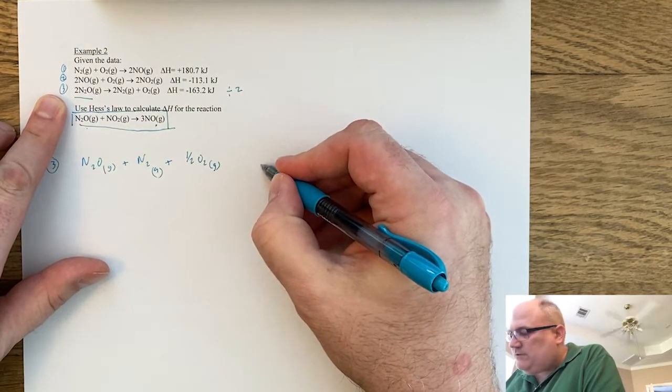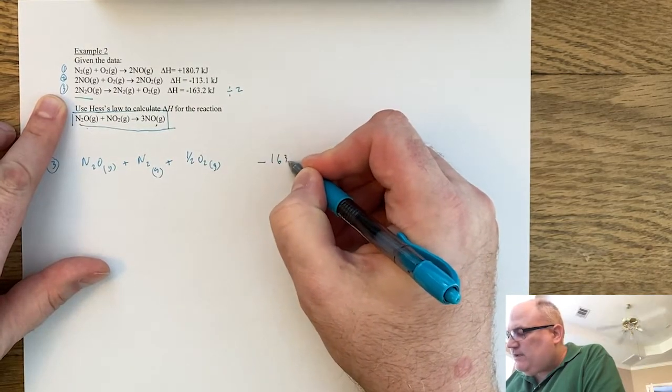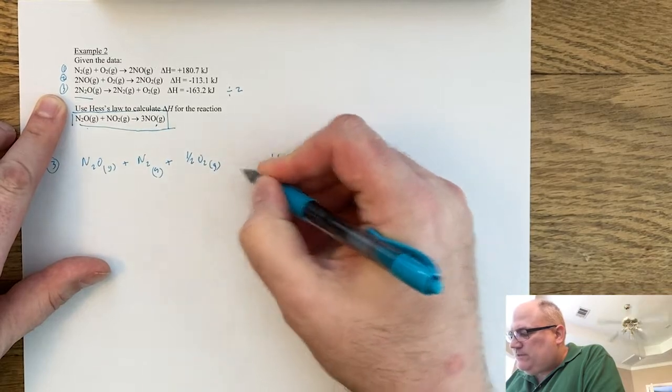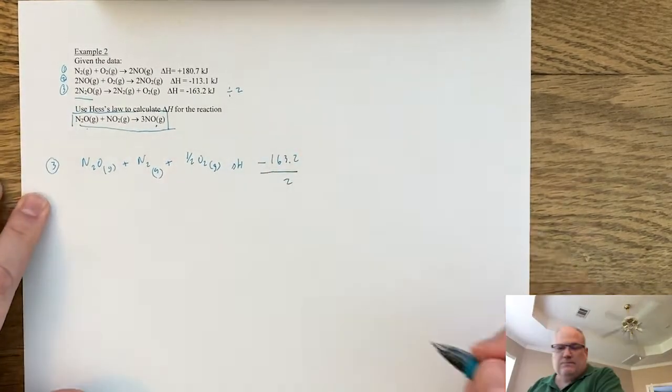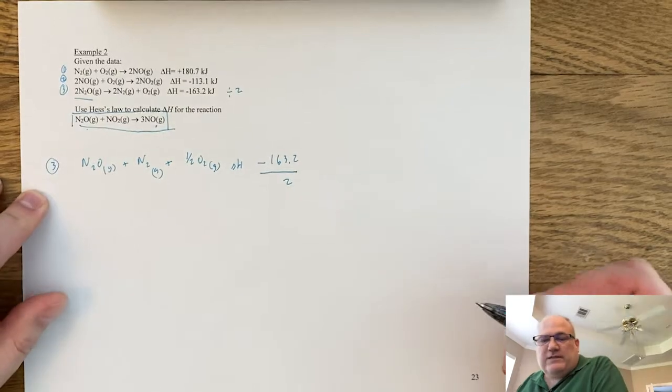So the change in enthalpy for this right here is going to be negative 163.2 divided by 2. That's going to be our change in H for this step. So then we move on. We're like, all right, what do we do next?